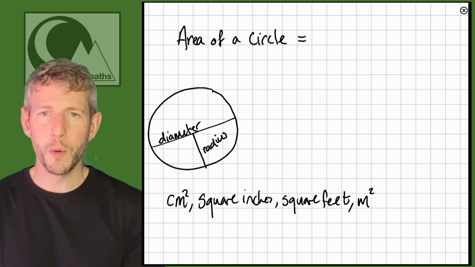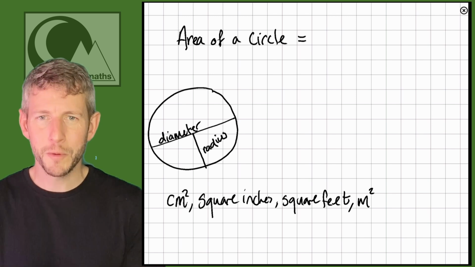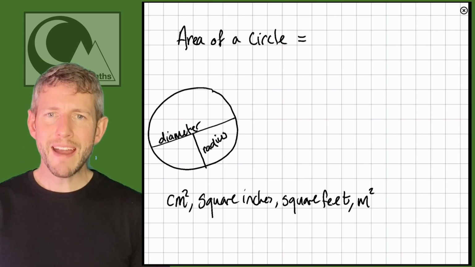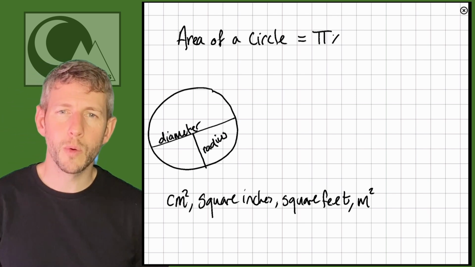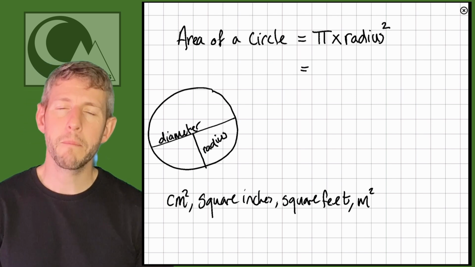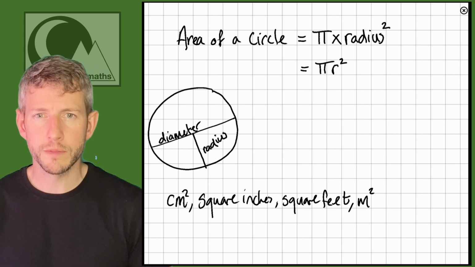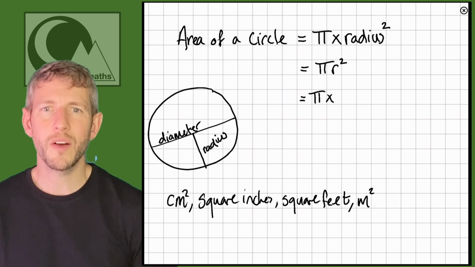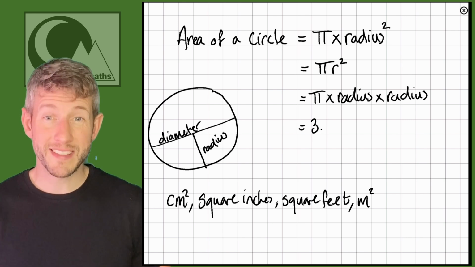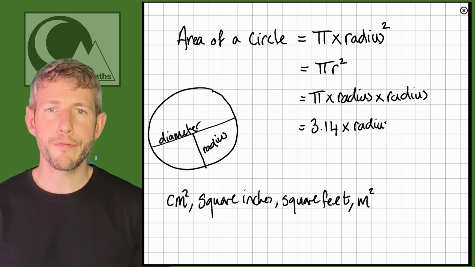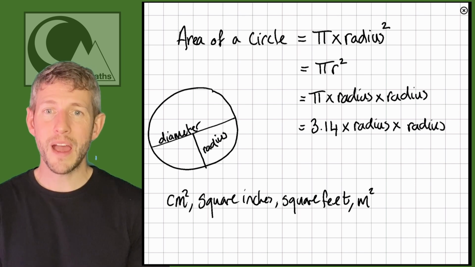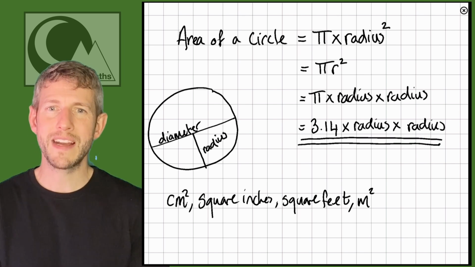Now, I'm going to tell you the formula for the area of a circle, and you've got to memorise this one, so we're not given this information. The area of a circle equals pi times radius squared. We call it pi r squared for short, and if we want to extend it, that is equal to pi times radius times radius, or further, that is equal to 3.14 times radius times radius.